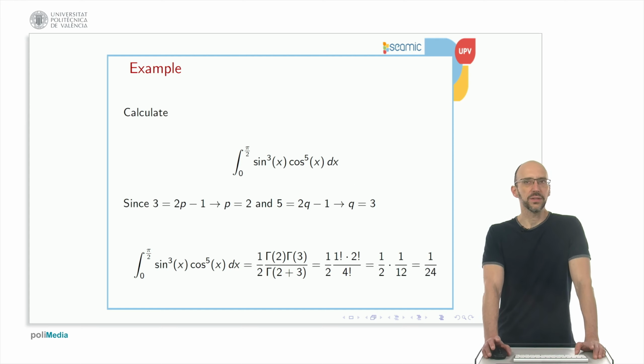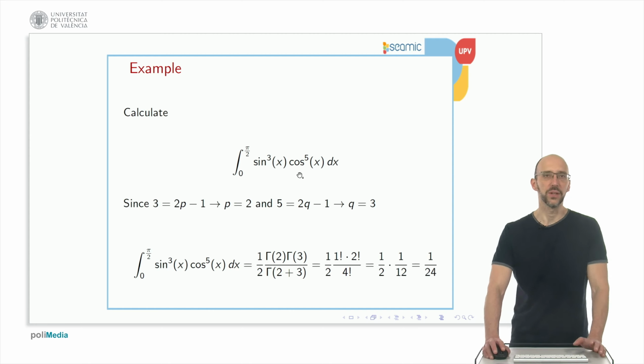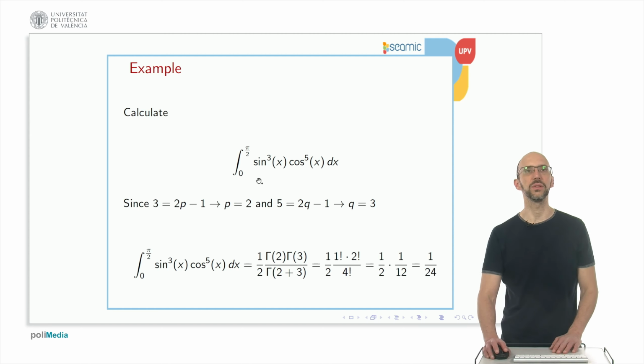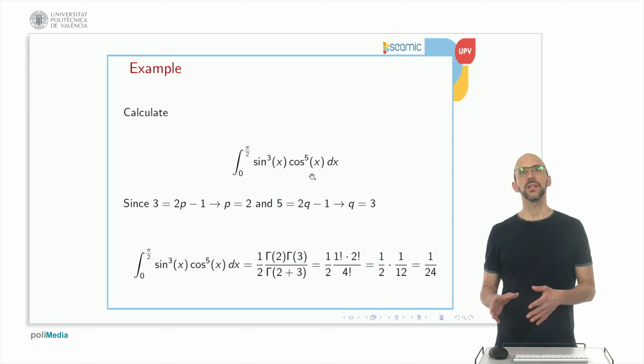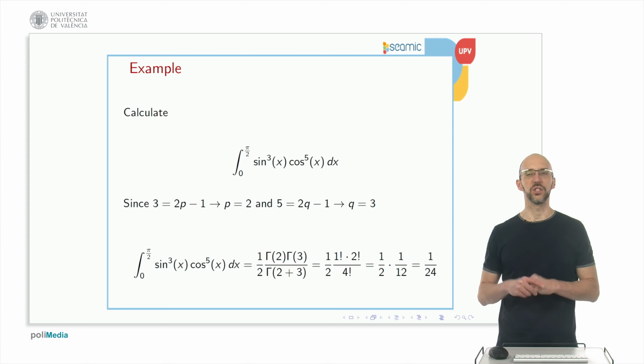By the way, this method is worth the effort, because it's going to simplify integrals that otherwise are going to be really, really difficult, okay? For example, the integral between 0 and pi/2 of sine cubed cosine to the 5th power. This integral can be solved using changes of variable.